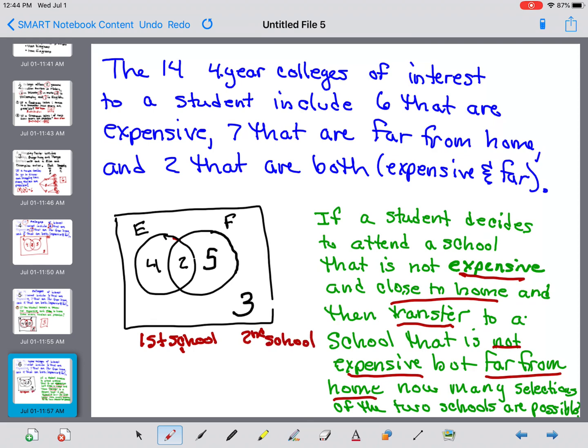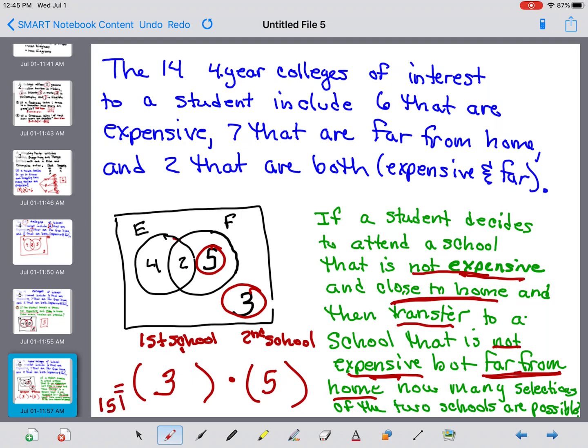So we're going to use this Venn diagram and the multiplication principle. So how many choices of the first school are there? Well, it's not expensive and close to home. Remember, that was that 3. Now for the second school, it's not expensive but far from home. That's going to be that number 5. So this answer is going to be 15. I ran out of room. I'll put it over here in that corner. Okay, so that answer is 15.